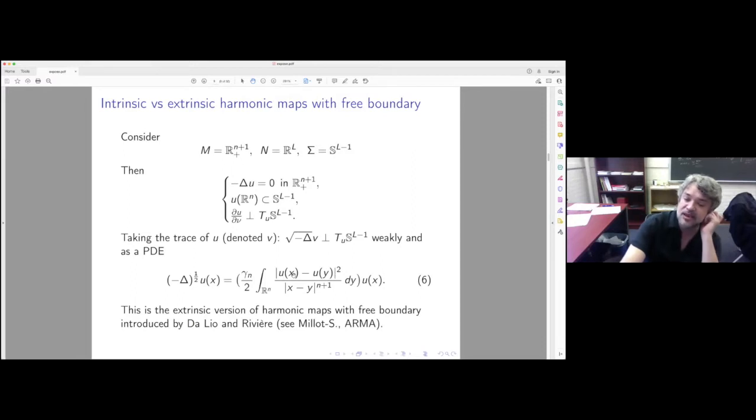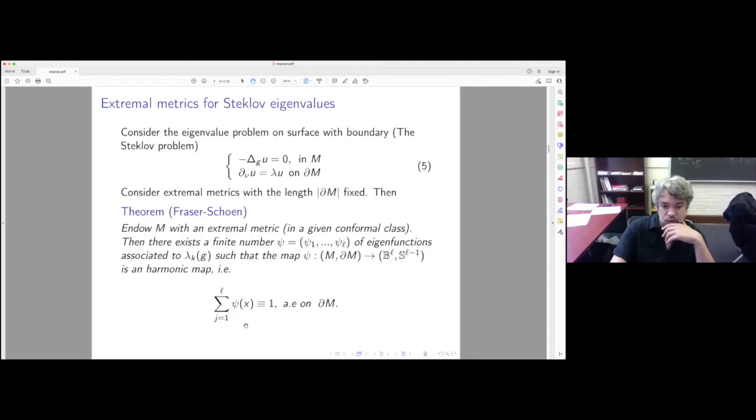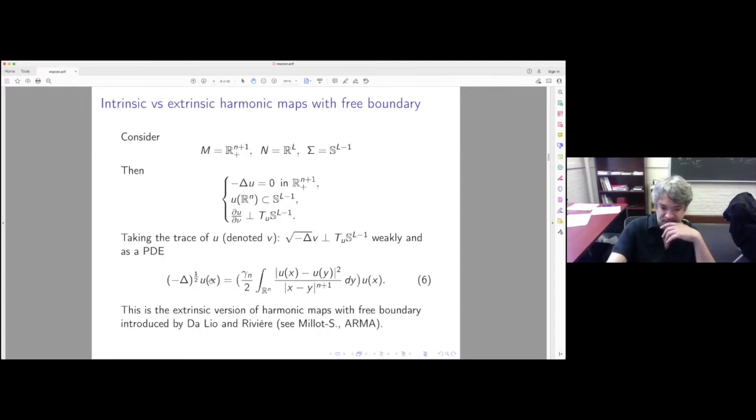The thing is that this equation was introduced several years ago, in the mid-2000s I think, by Francesca Da Lio and Tristan Rivière. Their idea was about the theory of harmonic maps, so let me try to mention why they introduced this equation.